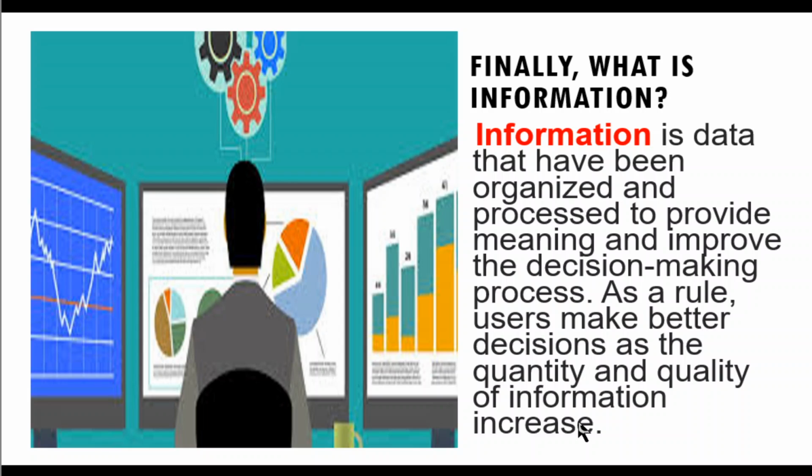And when the data is now processed, then that is what we called as information. So information is data that had been organized and processed to provide meaning and improve the decision-making process. So as a rule, users make better decisions as the quantity and quality of information increase. So are we clear with that? So data is what we feed into a certain system or program that can produce the information. Data is raw and the information is the finished product.